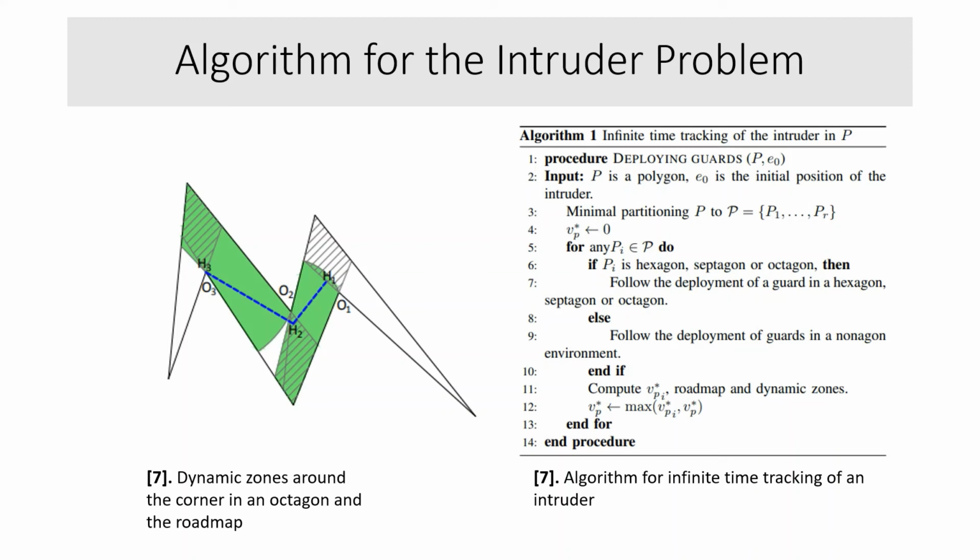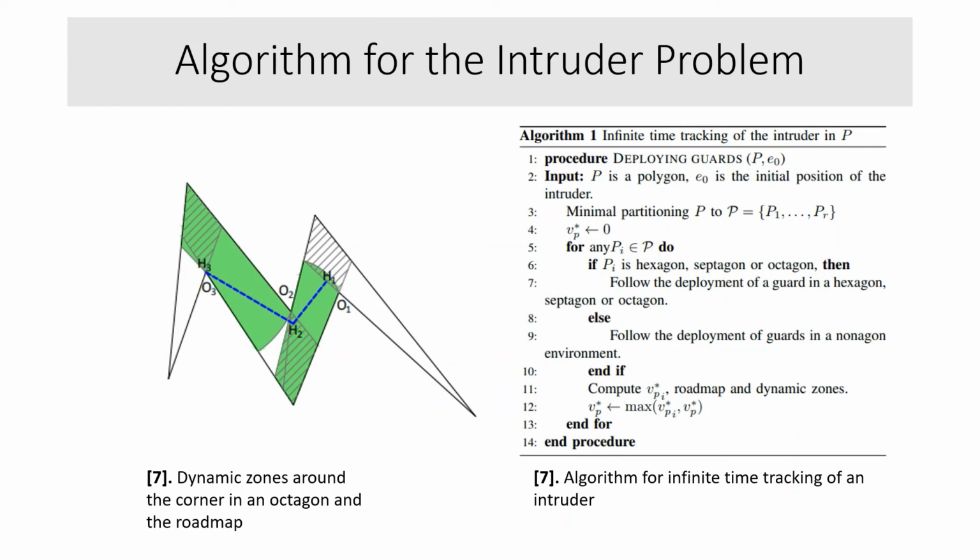And next we need to determine the minimum velocity of the guard needed to track the intruder. So we are given the polygon and the initial position of the intruder. And only when the velocity of the guard is greater than that of the intruder can it track it down, right? So after minimal partitioning, we follow the rules for deployment of guards in the corresponding polygons. These rules decide the number of guards that can be placed within a particular region, right? So a guard can track the intruder only when its maximum speed is greater than the maximum speed of the intruder, right?